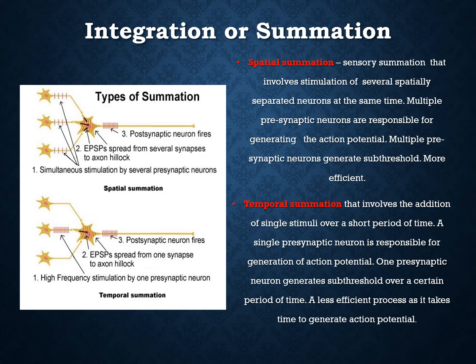The summing up procedure is of two types. One is the spatial summation, another one is the temporal summation. Spatial summation is the sensory summation that involves stimulation of several spatially separated neurons at the same time. Multiple presynaptic neurons are responsible for generating the action potential. Multiple presynaptic neurons generate subthreshold potentials, and this is the more efficient procedure.